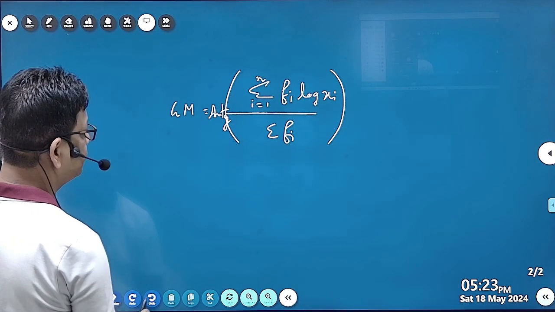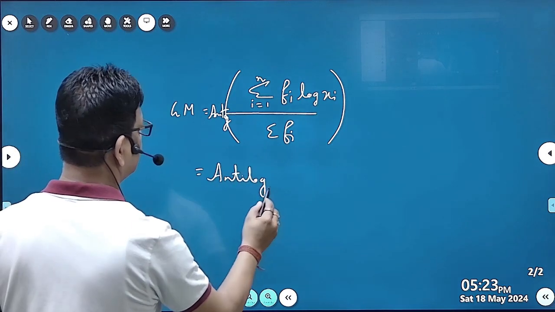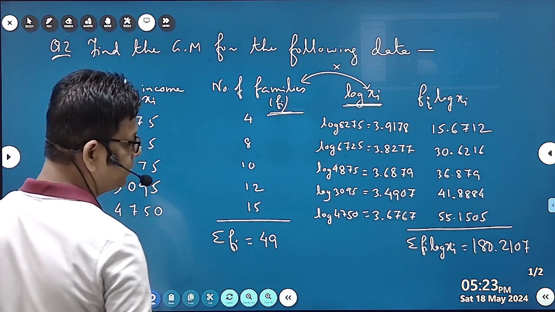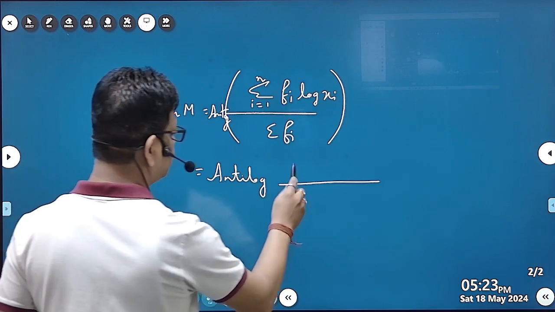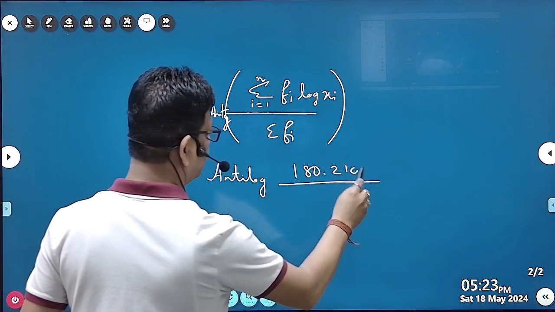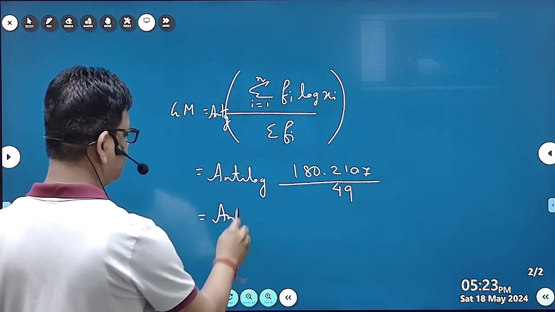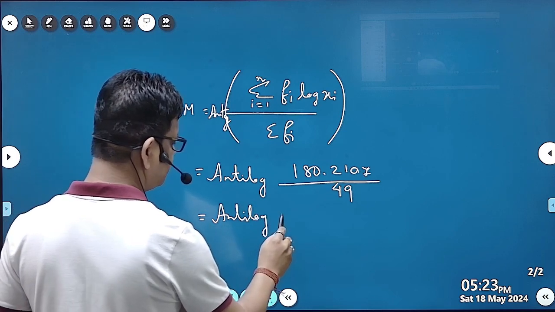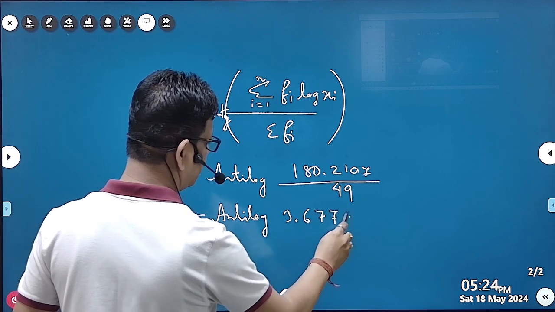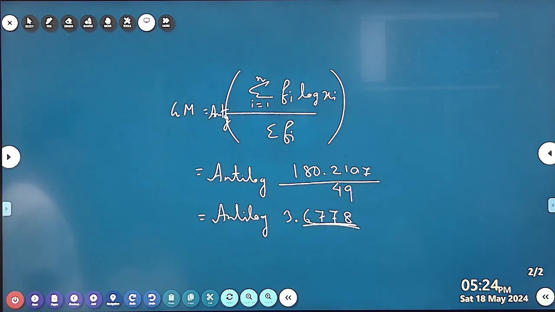So we just need to put in the values. This is your anti-log. This number is 180.2107, divided by 49. So this is the anti-log of, those who divided, please tell me, 3.677. If there are more digits, then we'll round it off to 4.